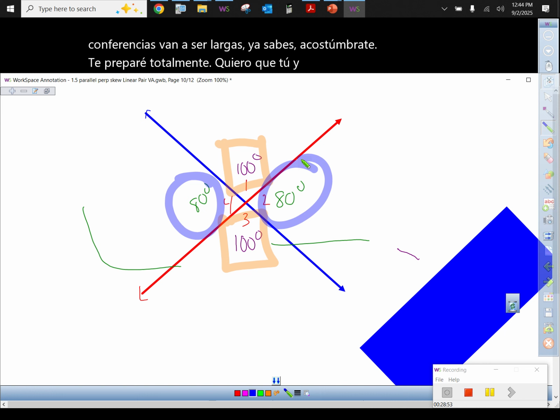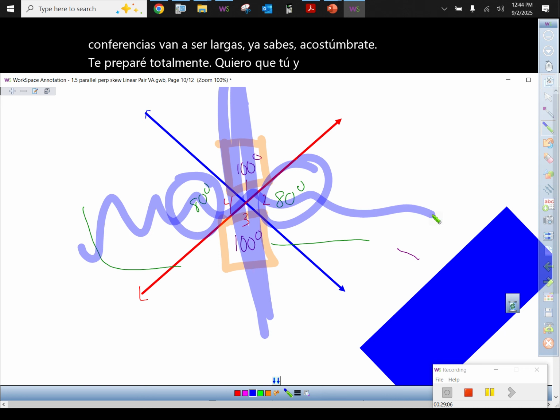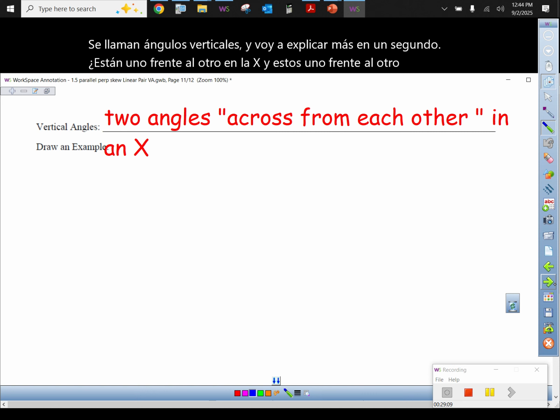Those are called, this is a bad name, vertical angles. And I'm going to explain more in a second. Are these right across from each other in the X? And these right across from each other in the X as well? That's what vertical angles are: 2 angles that are across from each other in an X. This is totally not the real definition. I made that up myself because the real definition is too hard to understand. But in our own words, 2 angles that are across from each other in an X.